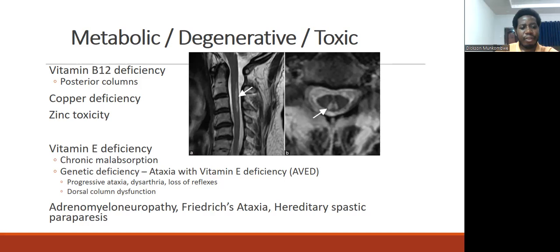Then adrenomyeloneuropathy, Friedreich ataxia, and hereditary spastic paraparesis are important metabolic, degenerative, and toxic causes of spinal cord disorders that are worth mentioning.